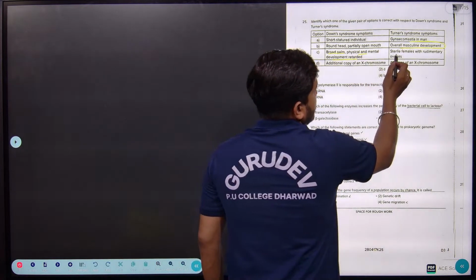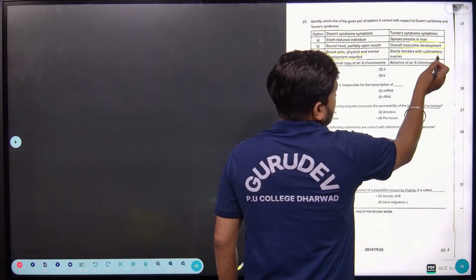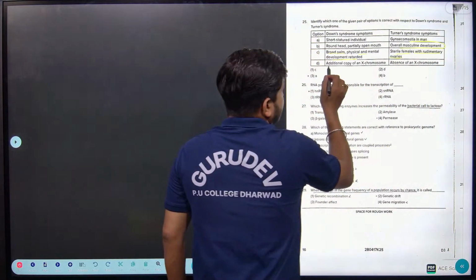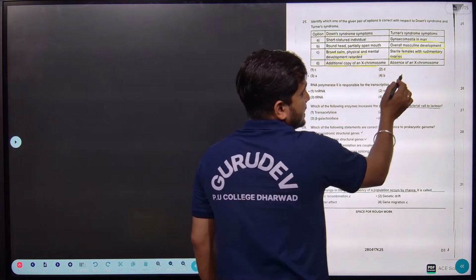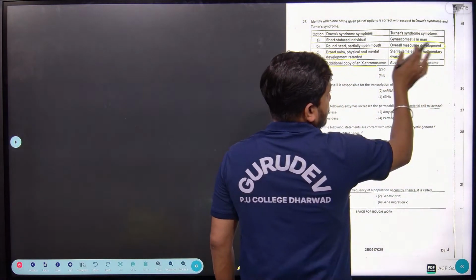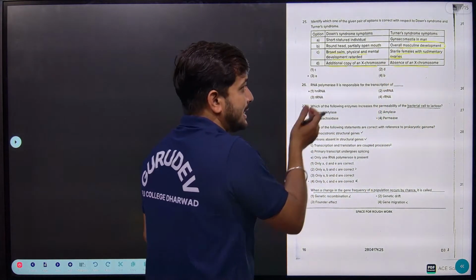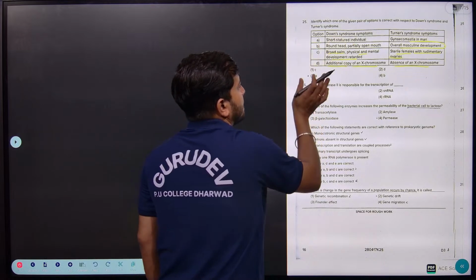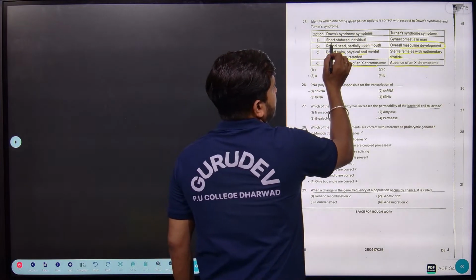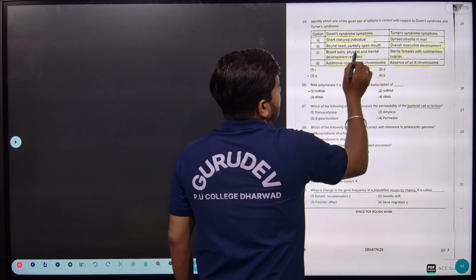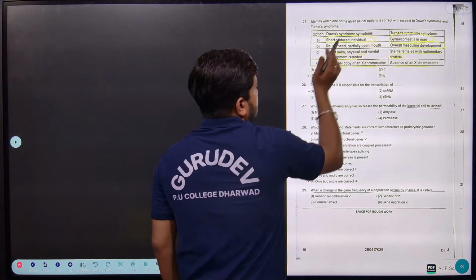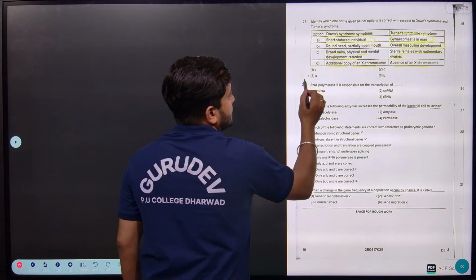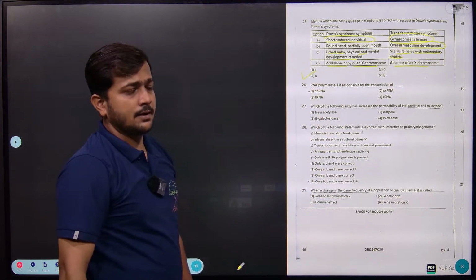With respect to sterile females and rudimentary ovaries, an additional copy of an X chromosome is not going to take place; rather, absence of an X chromosome is what we see over here with respect to Turner. But matching, short statured individual with gynecomastia in man, that is the correct match here. Option is 3, right.